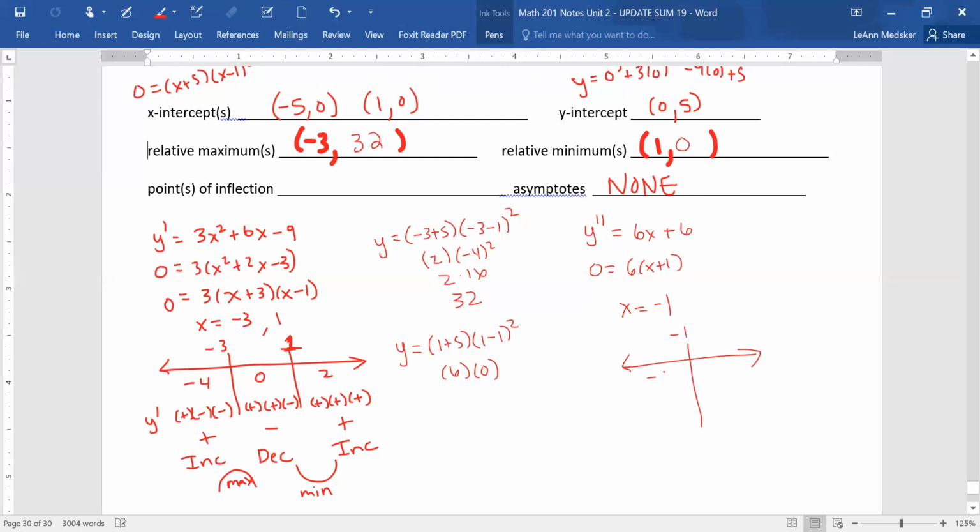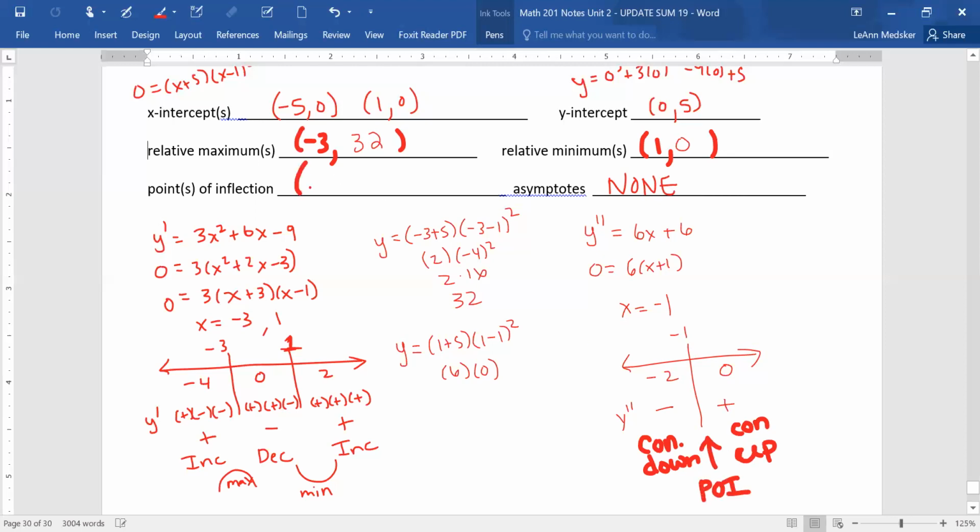Put something on each side. Plug it into y double prime, that would be a negative overall. And if I plug 0 in, that would be a positive overall. Sorry, we're on the second derivative, so concave up and concave down. I get to talking too fast. So this is concave down. This is concave up. And because it does flip, that is a point of inflection.